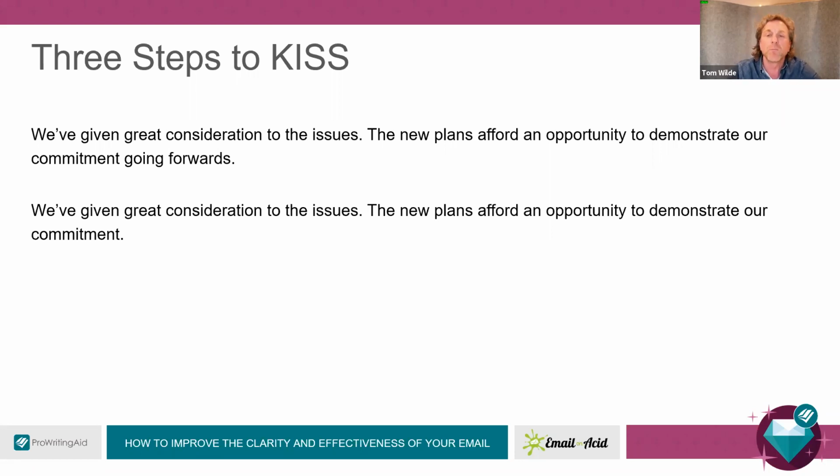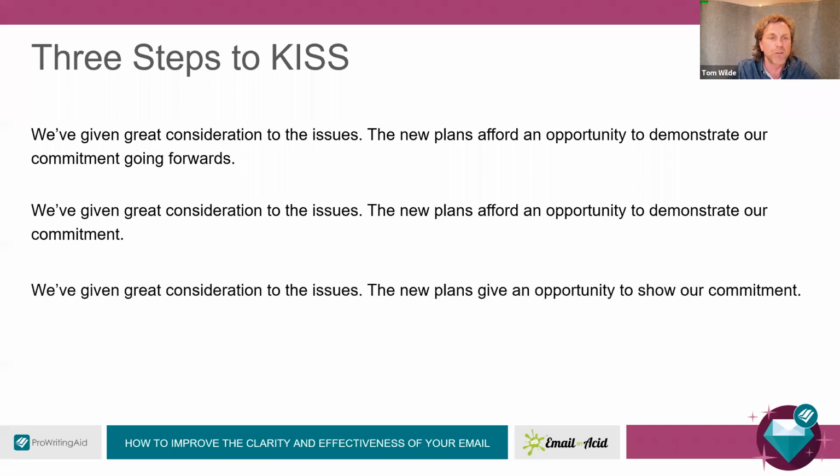Simple as that. But now I'm going to replace long words with short ones. So I'm going to replace "afford" with "give", and I'm going to swap out "demonstrate" for "show". So let's do that. There we go. We've given great consideration to the issues. The new plans give an opportunity to show our commitment. Now, some of you will still have noticed there is some nominalization going on with "consideration". That's a "-tion" word, remember? So we've still got work to do.